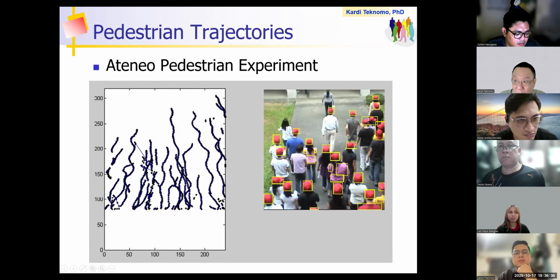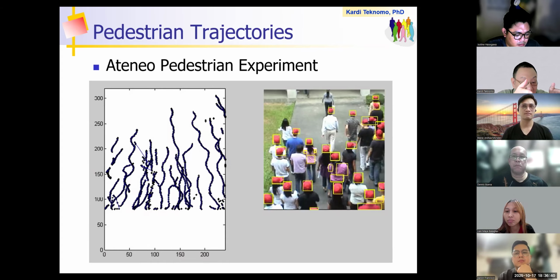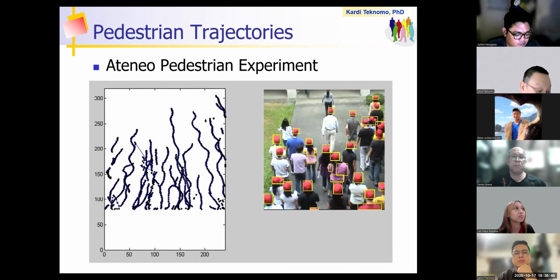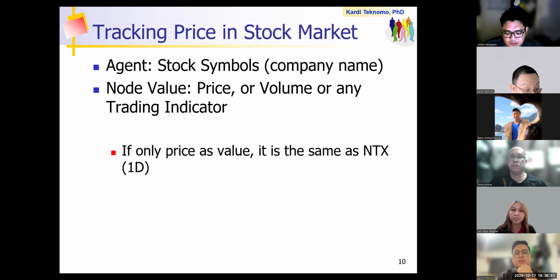So what will happen if the walkway becomes narrower or wider, or they have certain restrictions? We can have a lot of pedestrian experiments. Interesting. The same thing applies: using trajectory, we can also track the price in the stock market, isn't it? Or the volume, or any trading indicator that you want.